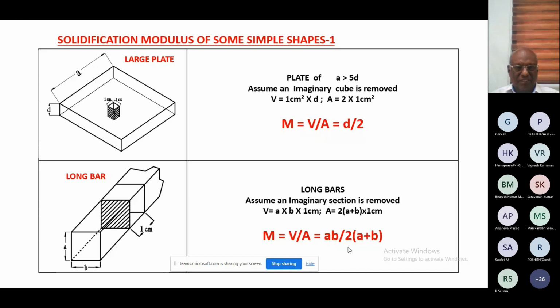Similarly, a long bar. Here also, assume an imaginary section of 1 centimeter length is removed. Volume of this imaginary section is A times B times 1 centimeter. Area is equal to 2 times (A plus B) times 1 centimeter. So, modulus is equal to AB divided by 2 times (A plus B).